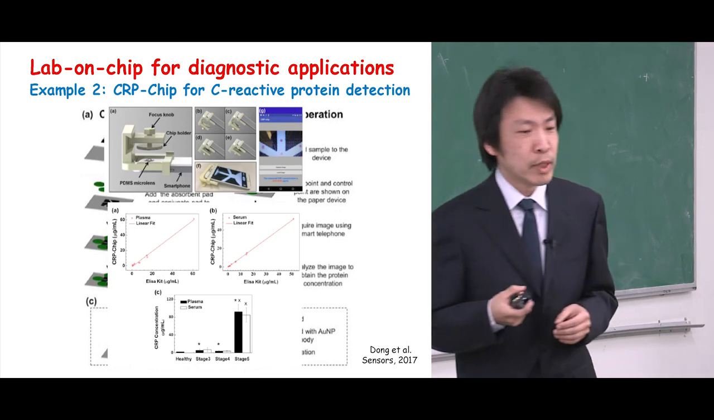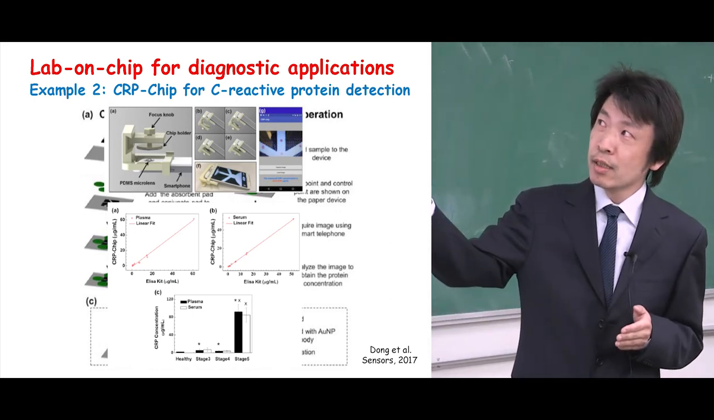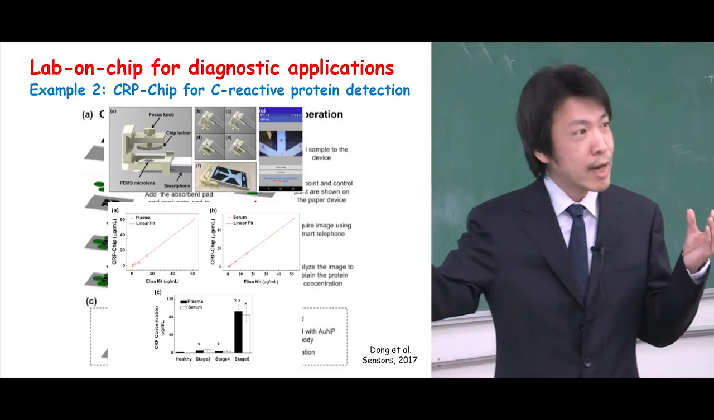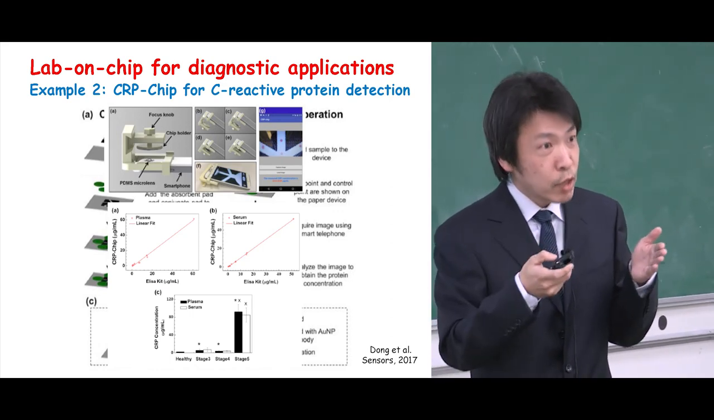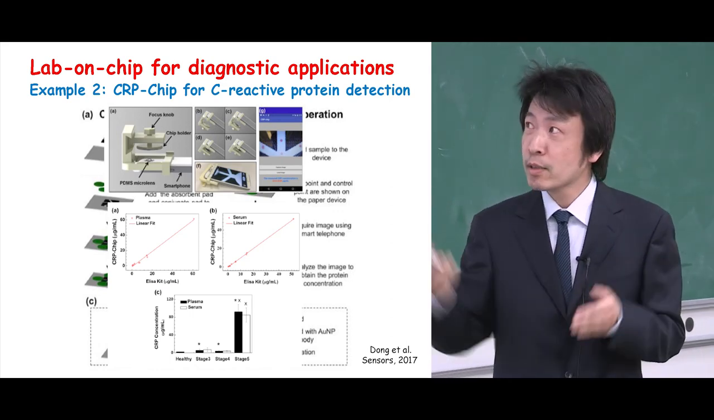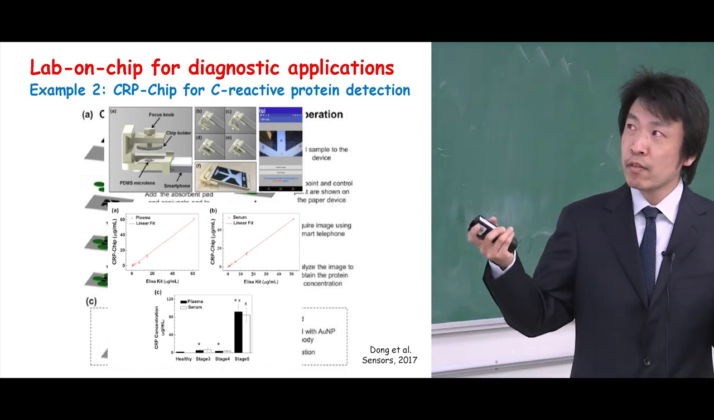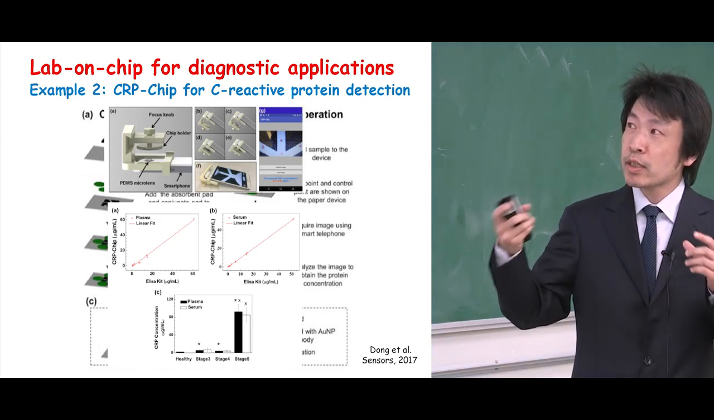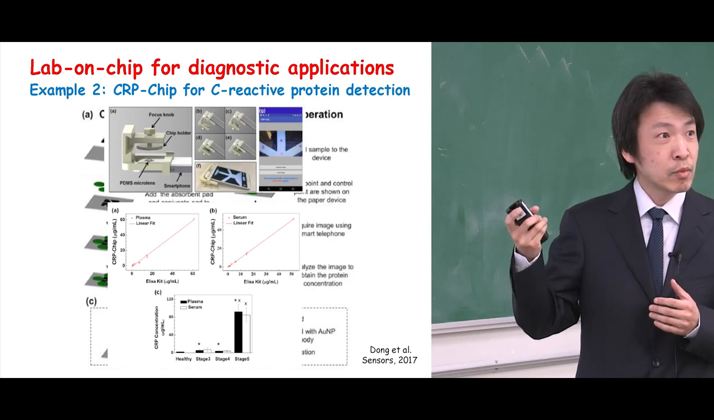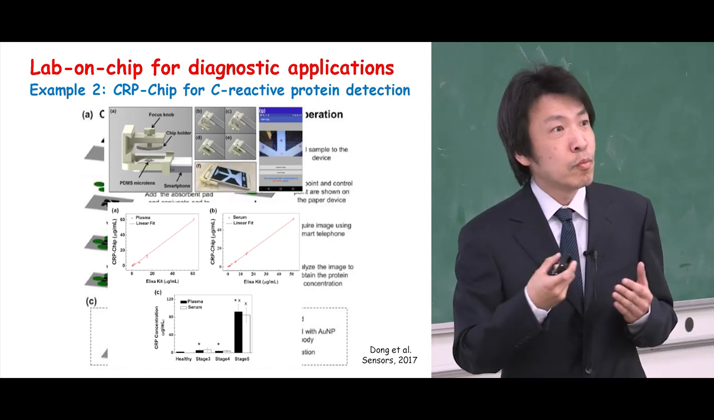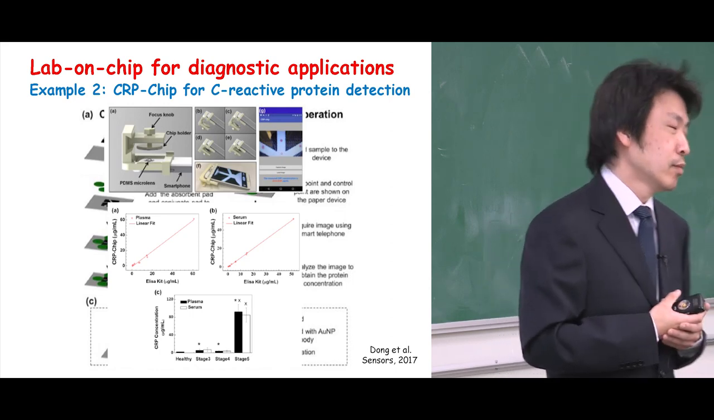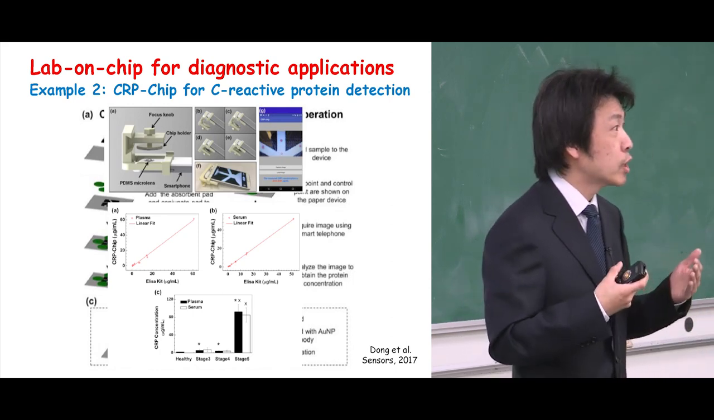What we do is we print the channel onto the filter paper. The wax ink will define the hydrophobic boundaries, so you have the channel on the device. And then we attach different pads to the device to assemble the CRP chip so we can make the measurement. The filter paper is self-powered, so again, you don't need an external pump to drive the solution in.